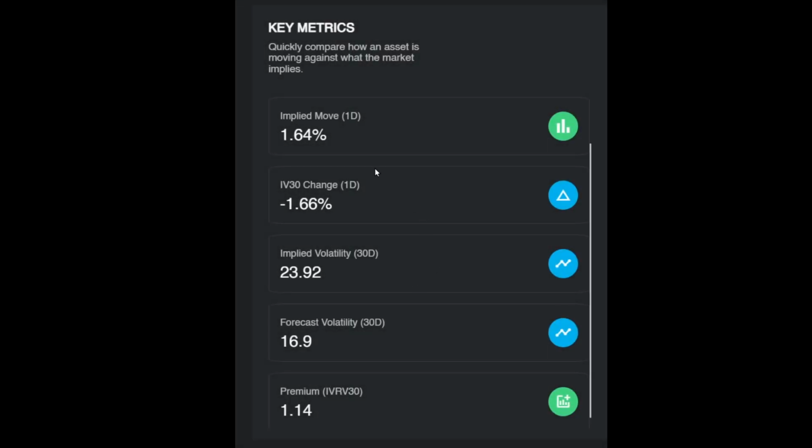So we can see the implied 1 day move is 1.64%. It's realizing about that today. So if you sold earlier, you might have broken even today. But what we can see is that the implied volatility for the 30-day is 23.92 here. But our forecast is only 16.9. So this is interesting. We probably want to investigate this and see if we want to sell some options here.